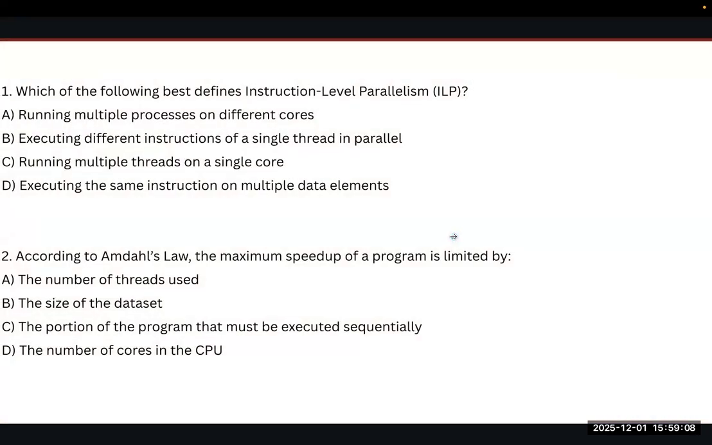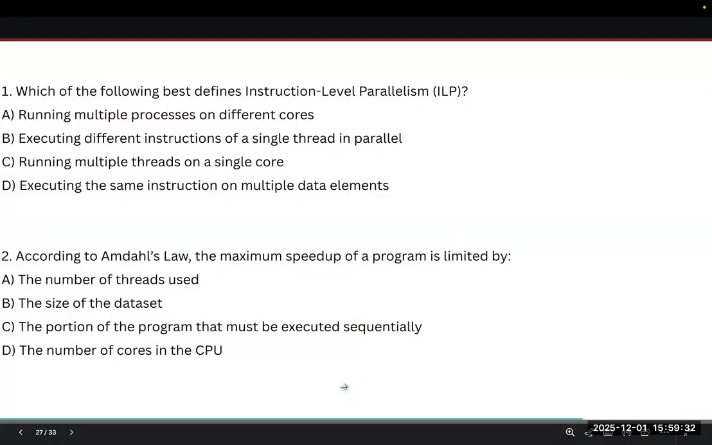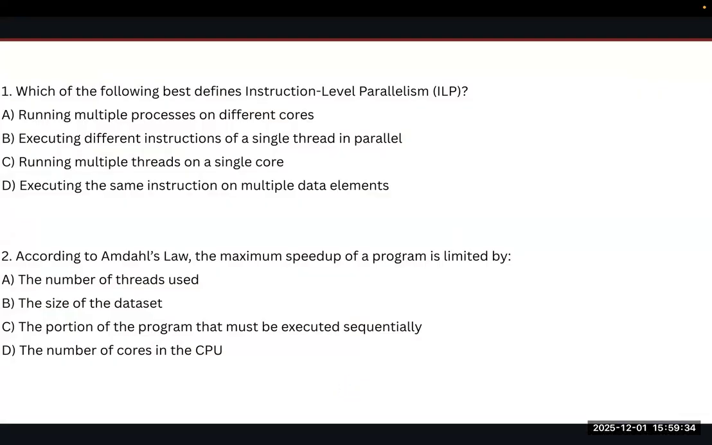We move to some of the questions. I'll keep the slide for 2 seconds for you guys to answer it, and as well as to see it in the recording as well. So first question is, which of the following best defines instruction level parallelism? Then we have a second question. According to Amdahl's law, the maximum speed up of a program is limited by. You can answer these in the chat, and the other two tutors would tell you if you are correct or not.